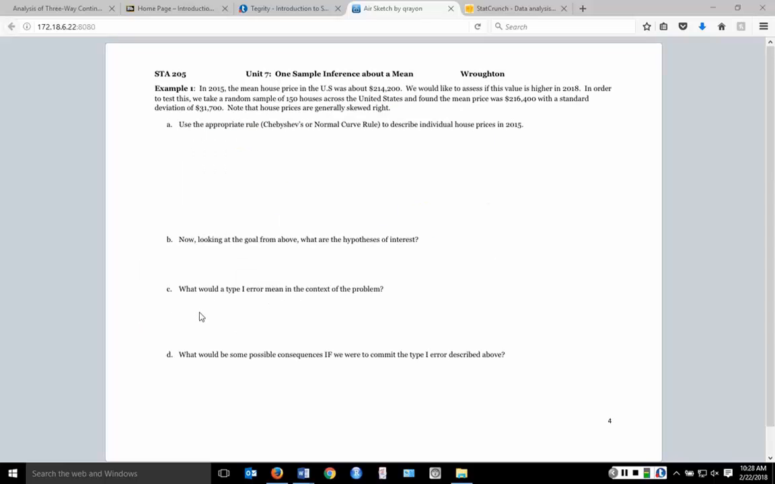So in this problem, we're going to be doing some of the old stuff that we learned as well. This is sort of some nice review. So in 2015, our mean house price in the United States was about $214,200. Now, if I look up to that point, I haven't seen anything about a sample being taken. So if anything, I'm probably thinking that that's going to be my mu, because I don't see a sample.